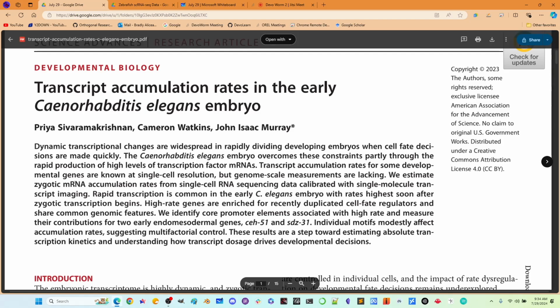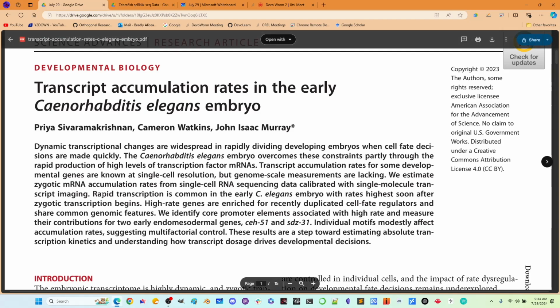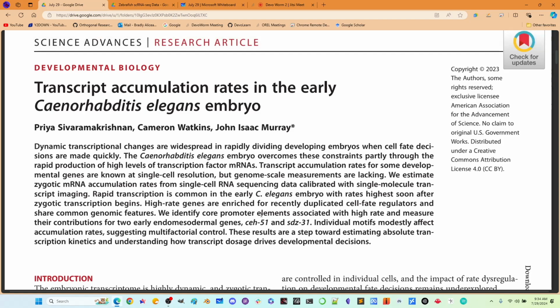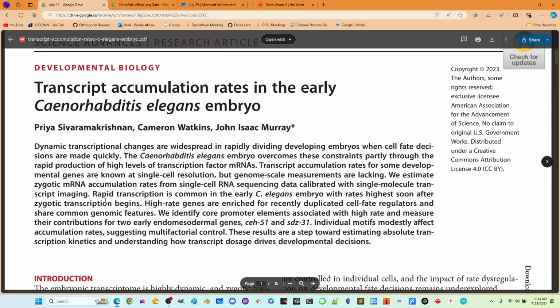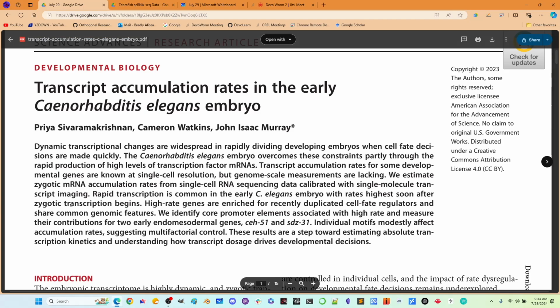We estimate zygotic mRNA accumulation rates from single-cell RNA sequencing data, calibrated with single-molecule transcript imaging. So they're able to do this kind of imaging where they establish these accumulation rates from the single-cell data. We just saw some single-cell data, but we're going to do a different method in this paper. Rapid transcription is common in the early C. elegans embryo, with rates highest soon after zygotic transcription begins.